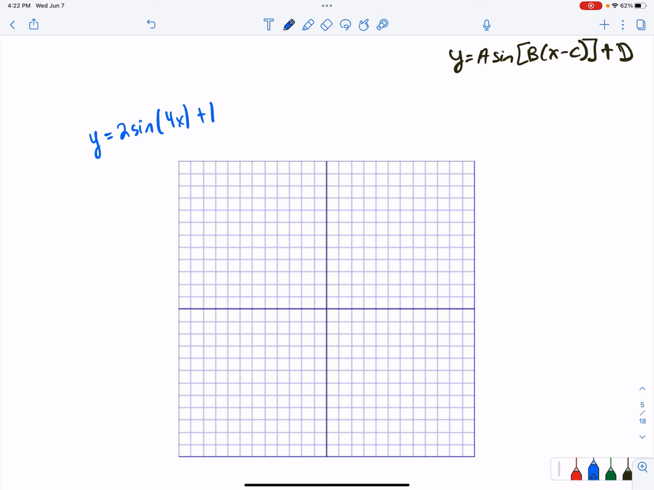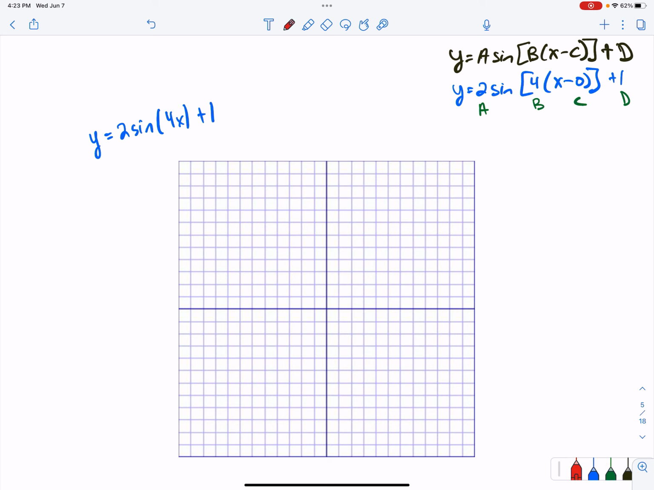So for this equation, we're going to say y is equal to 2 sine. The b value here is 4. And then I have x minus 0. We don't have to put minus 0, but for this one I will. So now we can easily see that a is 2, b is 4, c is 0, and d should be 1 here. And that's d.